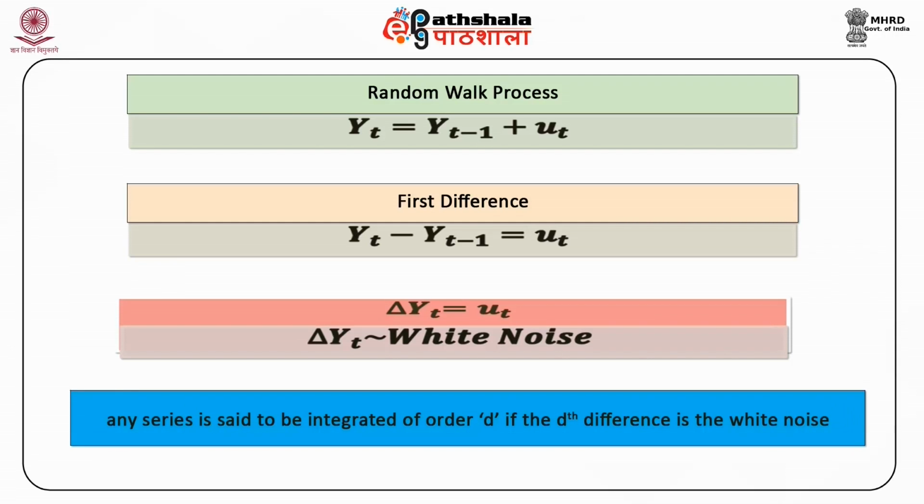Therefore, the series is said to be integrated of order 1 as the first difference is the white noise term. In general terms, any series is said to be integrated of order d if the dth difference is the white noise term.